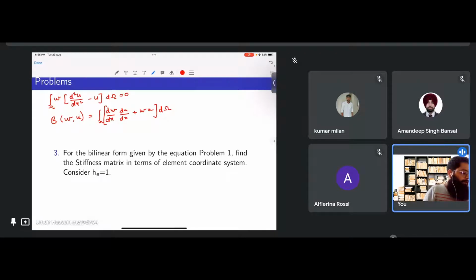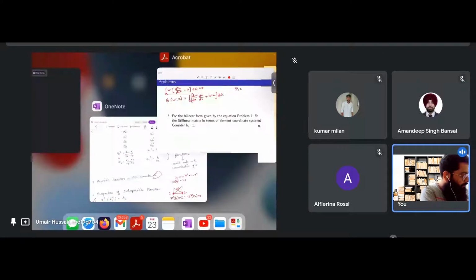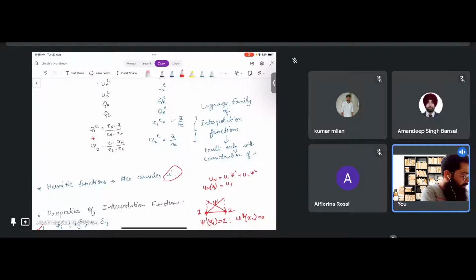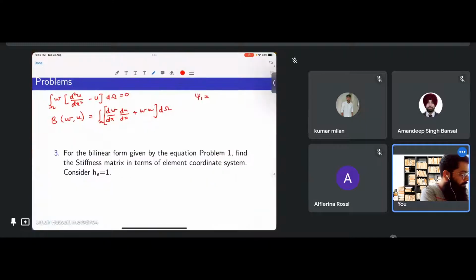So what we have to do is first get the shape functions. For the local coordinate system, psi 1 is 1 minus x by h, and psi 2 is x by h. So we get 1 minus x here, and here we get x.